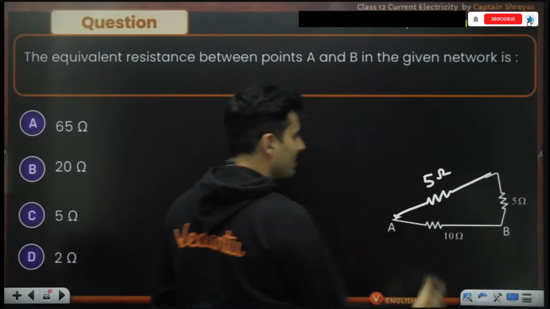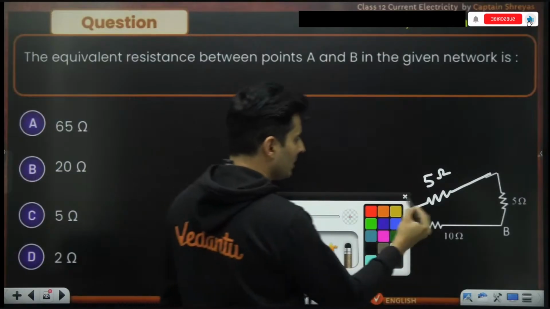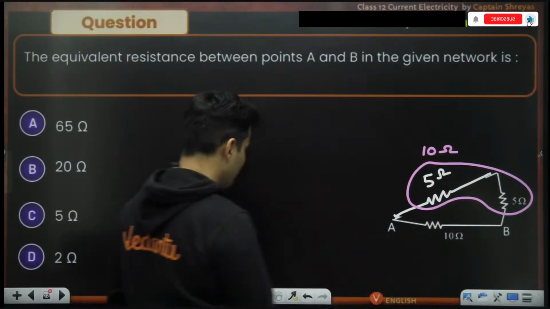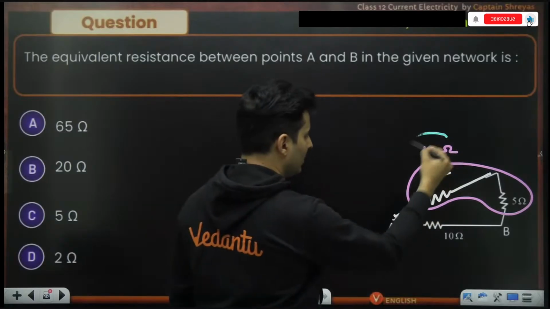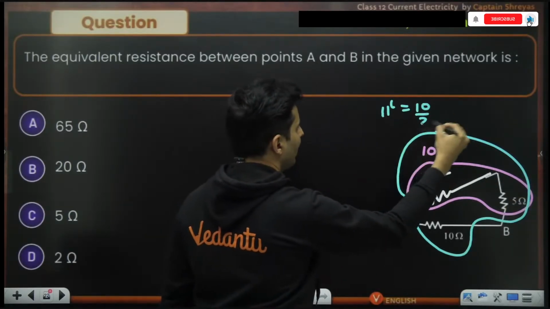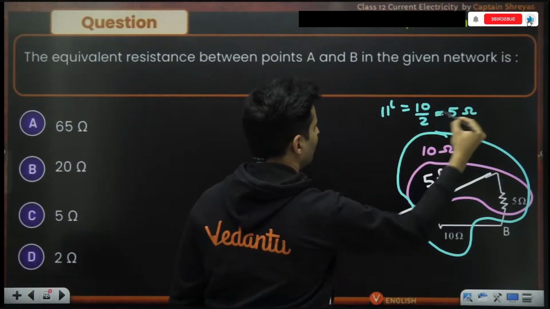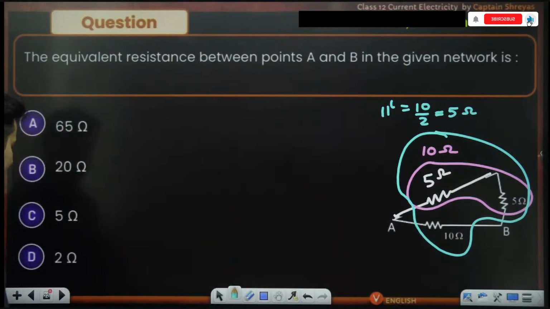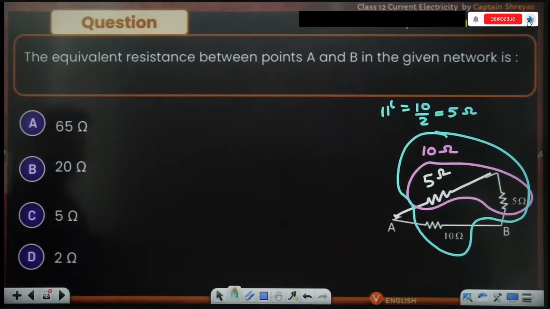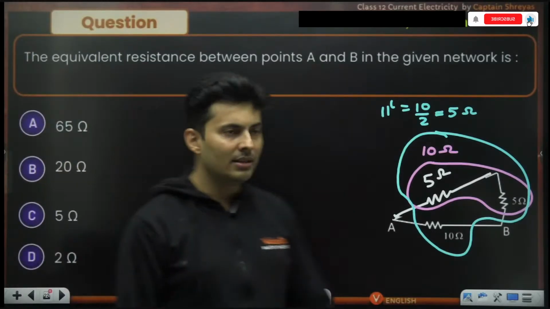So this is 5 ohms again. Obviously these two are in series, so that is 10 ohms. And now these two are obviously in parallel, so it will be 10 by 2, which is basically 5 ohms. So the equivalent resistance between A and B is 5 ohms. That is the answer. Is that right? Everybody understood how we did this?